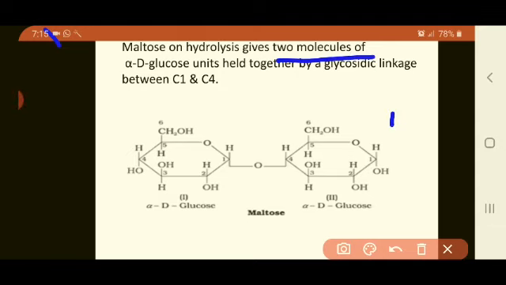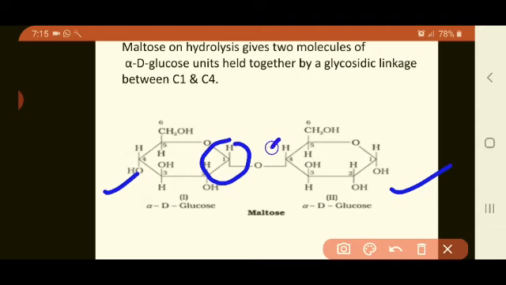Two molecules of alpha D glucose, meaning two similar molecules, are units held together by a glycosidic linkage between C1 and C4. So this one is the first alpha D glucose and this one is the second alpha D glucose. Now here C1 of one alpha D glucose is linked with C4 of the second glucose molecule.